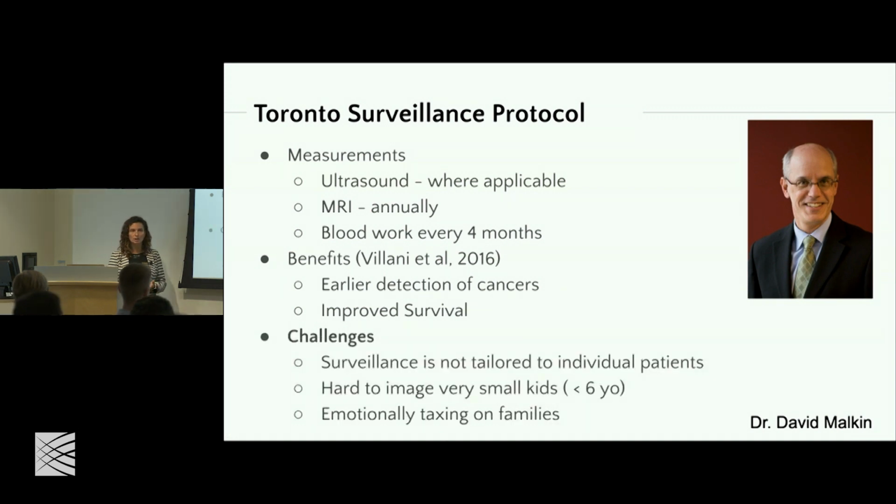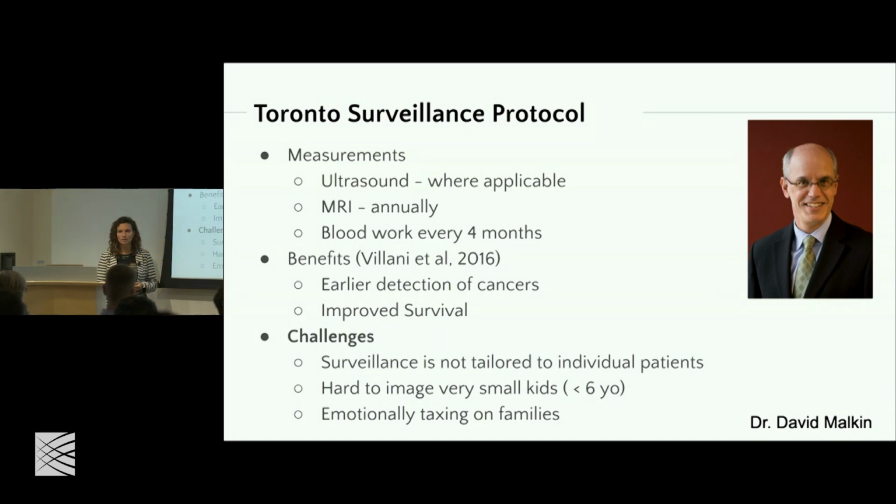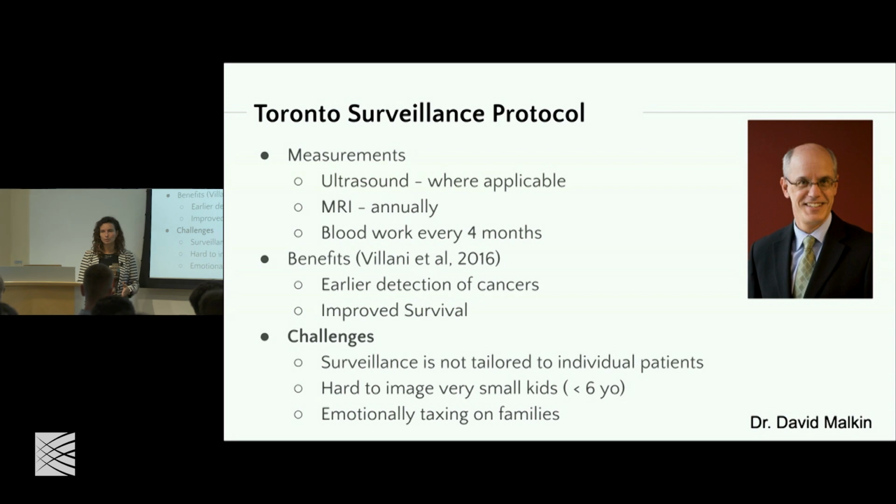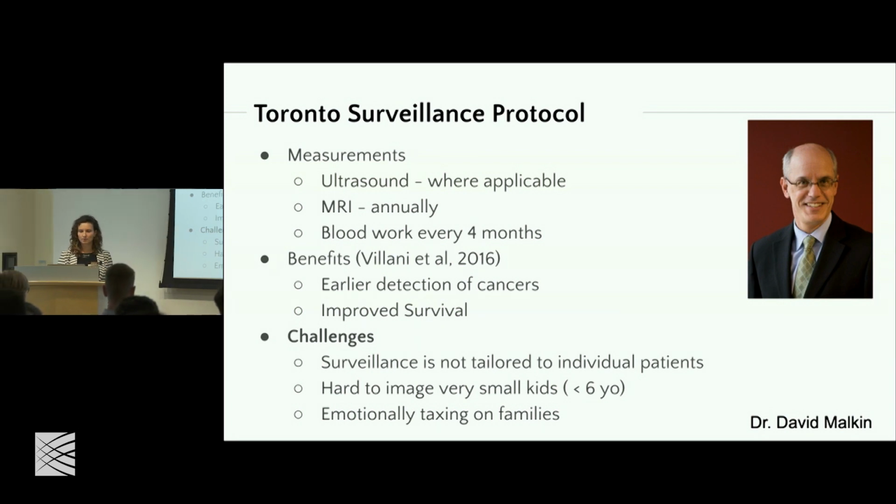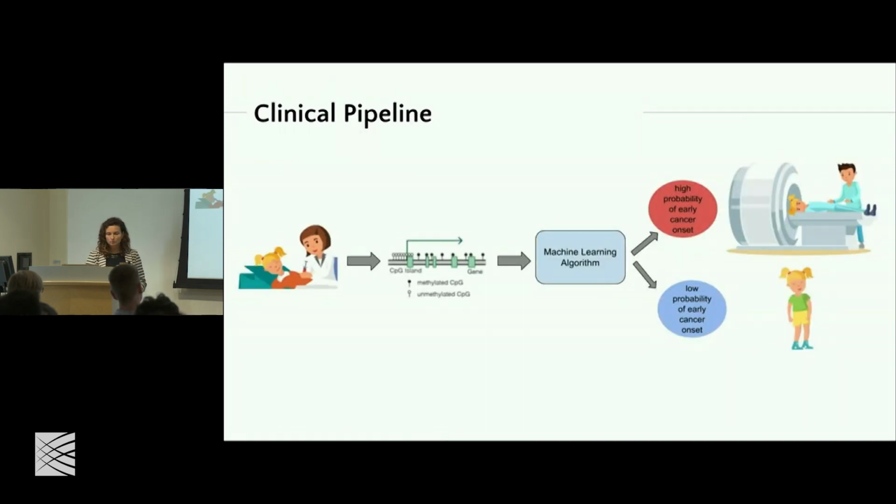But there are challenges, and they mainly come from the burden on the families. Every 4 months, a parent has to bring their kid to see if they have cancer. You can imagine it's psychologically very difficult. Also, it's very hard to image small kids. If they suspect cancer, you have to do a whole body MRI, and it's hard to do on 2- and 3-year-old kids. Those of you who have kids will know exactly what I mean. They move a lot.